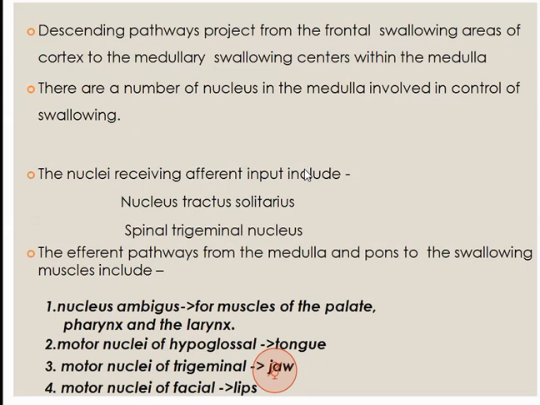Descending pathways project from the frontal swallowing areas of the cortex to the medullary swallowing centers within the medulla. There are a number of nuclei in the medulla involved in swallowing. The nuclei receiving afferent input are the nucleus tractus solitarius and the spinal trigeminal nucleus. The efferent pathways from the medulla and pons to the swallowing muscles include the nucleus ambiguus for muscles of the palate, pharynx and larynx, the motor nucleus of the hypoglossal nerve for the tongue, the motor nucleus of the trigeminal for the jaw muscles, and the motor nucleus of the facial nerve for the lips, that is the orbicularis oris.